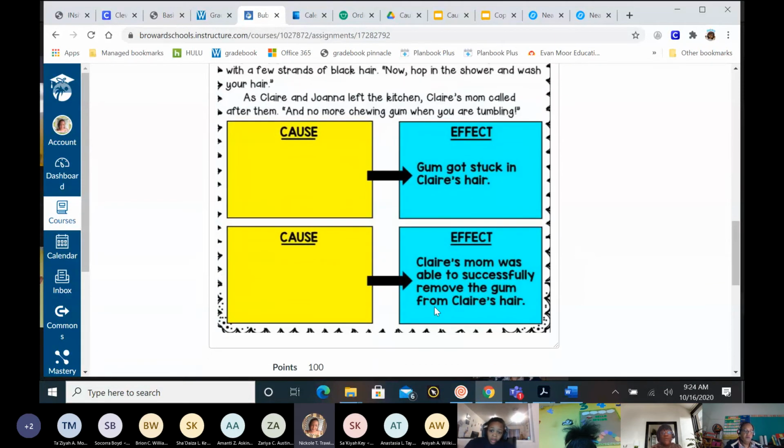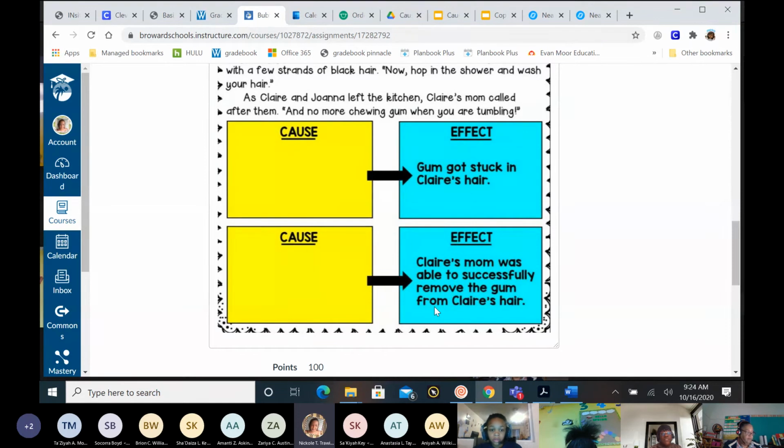Okay, so now they have the effect completed for you. One of the effects is gum got stuck in Claire's hair, and the other effect is Claire's mom was able to successfully remove the gum from Claire's hair. And now you have the opportunity to come up with the cause.